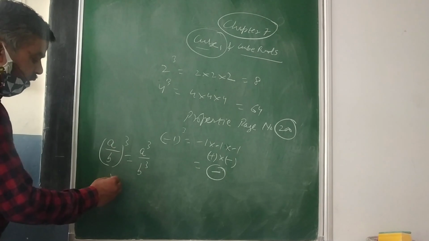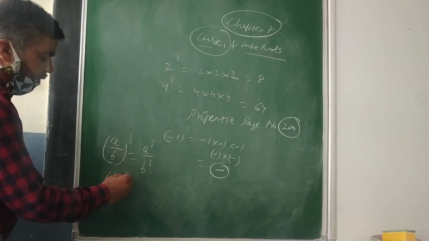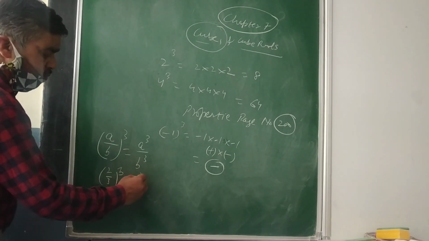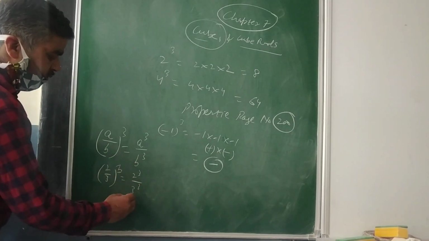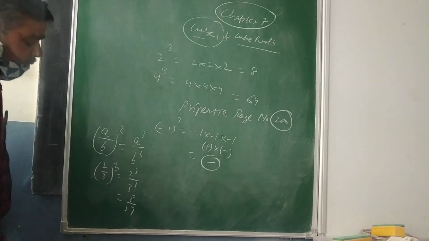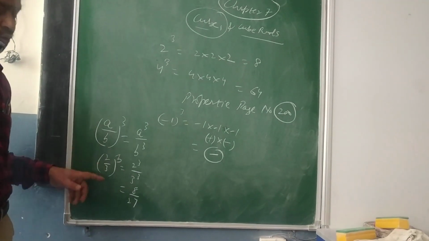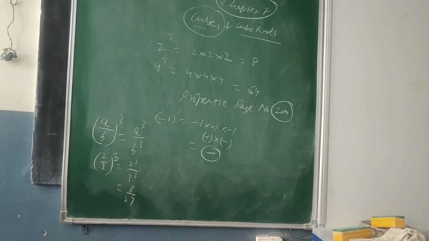Suppose you are talking about (2/3) whole cube, so that means it is the cube of 2 as well as of 3. So 2 cube upon 3 cube. So that will result into what? 8 upon 27. Means the cube will be found of both numerator as well as of denominator.